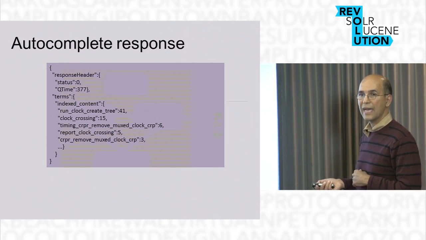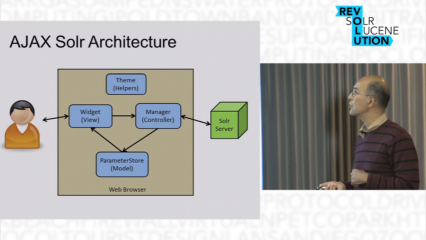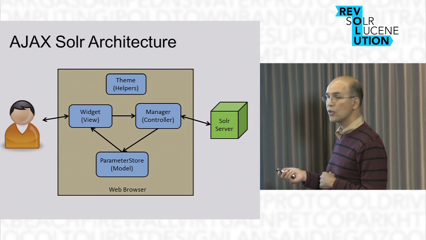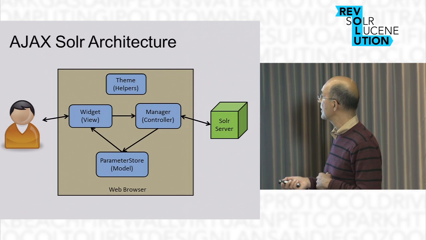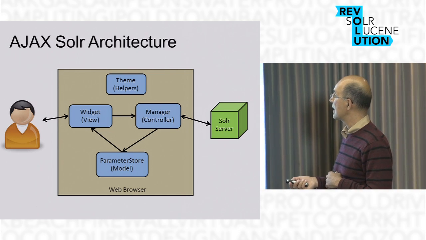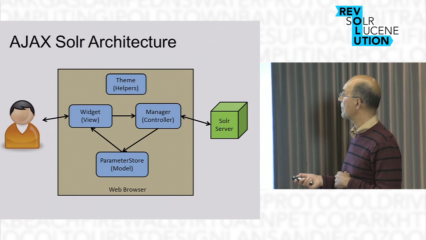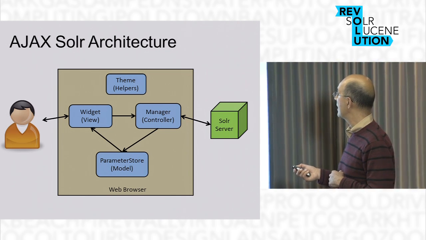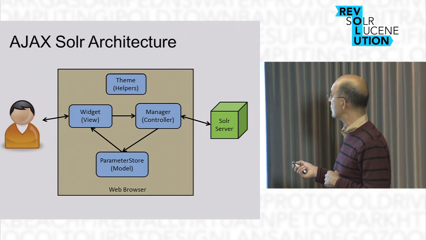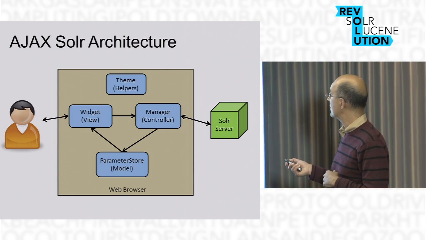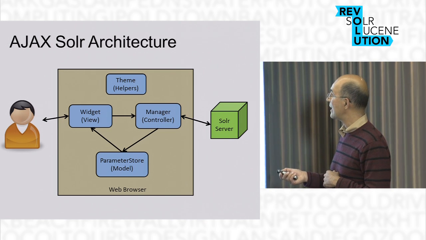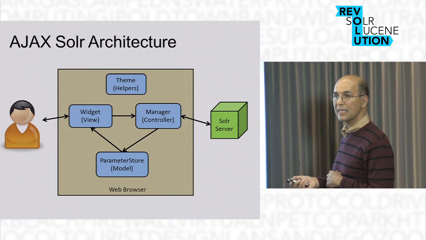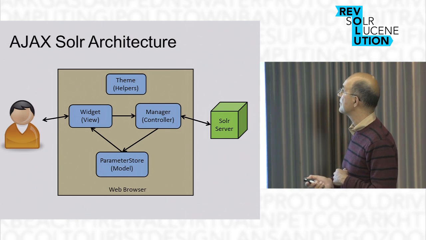Now let's get into the actual AJAX-Solr. How is it put together? As I said, there are 4 components to this framework. There is the widget, where the user interacts. The request goes from the widget to the manager, and then from there as an AJAX call goes back to the Solr server. The return result via the manager gets stored in the ParameterStore, that's the model, and then from there the widget reads that and displays it back to the user.